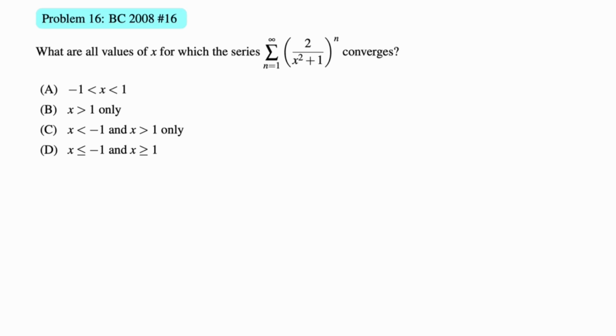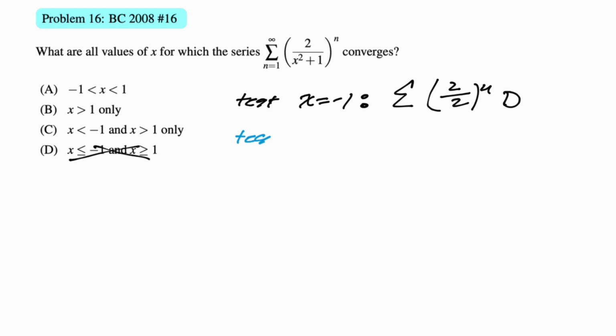So my first thought is if I let x equal -1 and this thing converges, then our answer is D. So I'm hoping the answer is D. So I'm going to test x equals -1. But if you plug in x equals -1, you get 2 over -1 squared is 1, you get 2 over 2. So you're just doing the sum of 1 from 1 to infinity. That definitely diverges. So the answer is not D, so we can get rid of that. And it wasn't as cool as I wanted it to be.